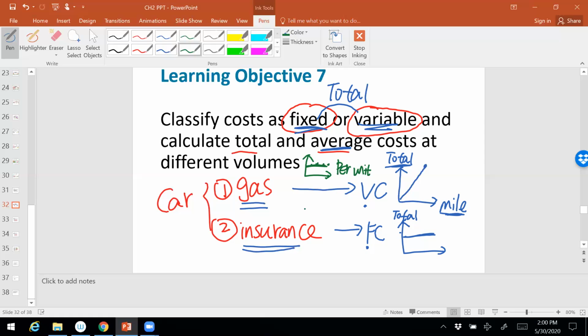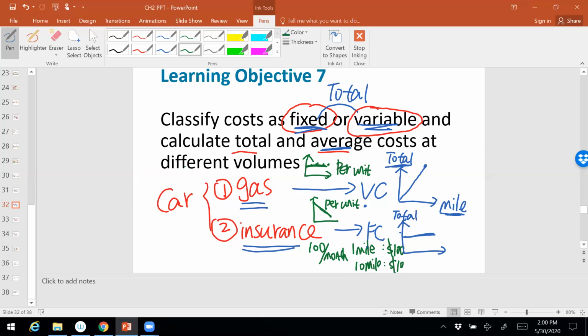For the insurance, your per unit cost actually decreases. Why? Because you pay $100, I'll just make up a number, for 1 month. If you just drive 1 mile, it will be $100 per mile. But if you drive 10 miles, it will be $10 per mile. If you drive 100 miles, it will be $1. So the more you drive, the more the cost allocated to each mile decreases.